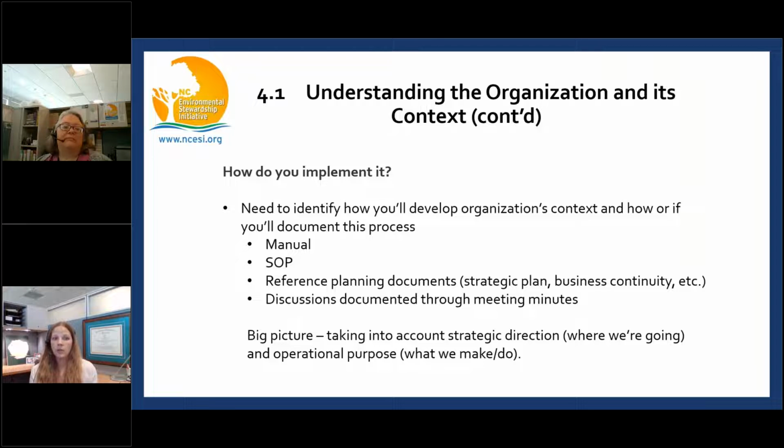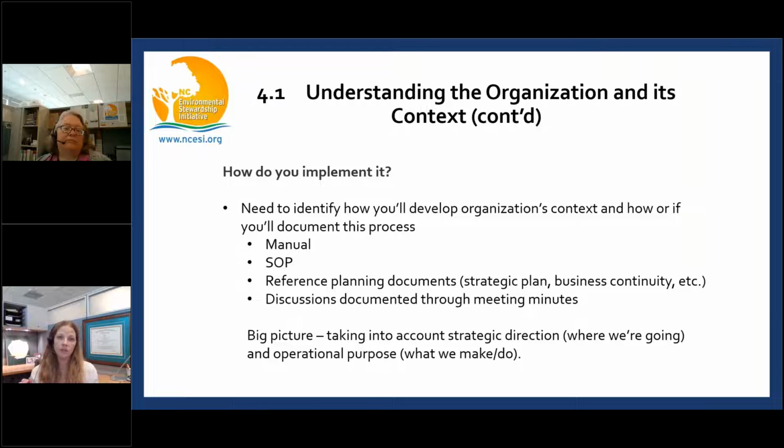Some ways that you could document it: you could put it in a manual, an SOP, you could make it part of your business strategy or your strategic plan or your business continuity plan. It could be discussed in meeting minutes. All of those things are totally good. Like I said, it doesn't require you to document it, but it's a good idea.